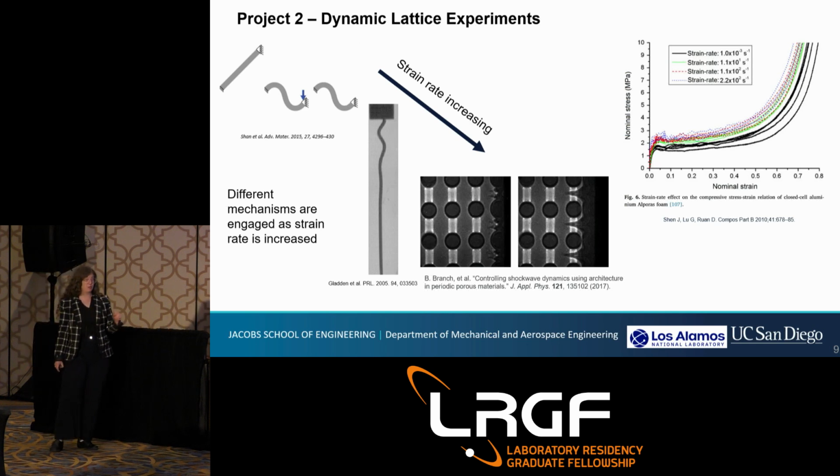And one thing we know about these types of structures is that as the strain rate is increased, you have fundamentally different deformation mechanisms that are engaged. So on the left here, you can see just some examples. On the top left there, this is a more quasi-static type of deformation where you have a very nice global buckle as you deform the beam.